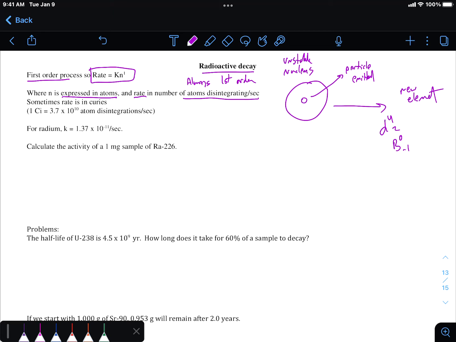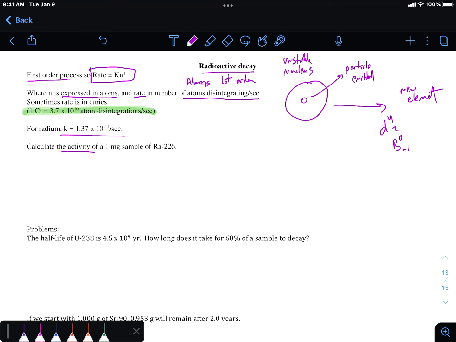There is a common unit, and that unit is what we call a Curie, named after Marie Curie. And so a Curie is 3.7 times 10 to the 10th atoms disintegrating per second. This is not a value you need to memorize. Think of it as a conversion factor, okay? So let's say that for radium, the rate constant is known. When we say calculate the activity, we want to find what the current rate is.